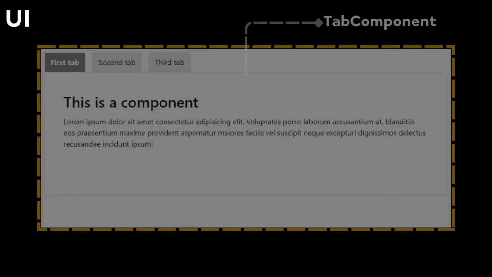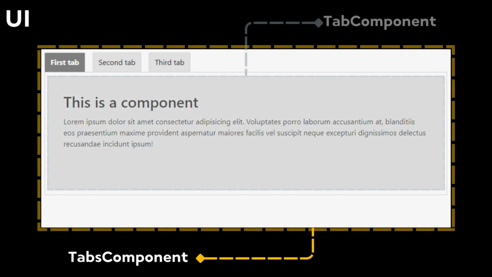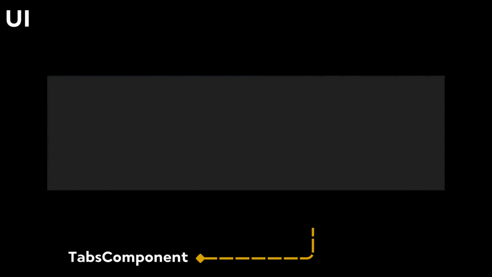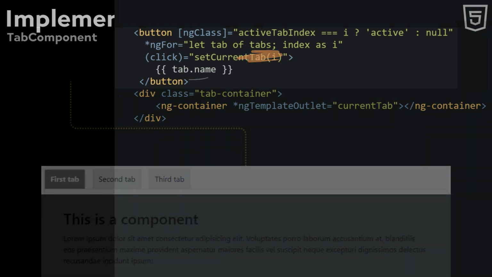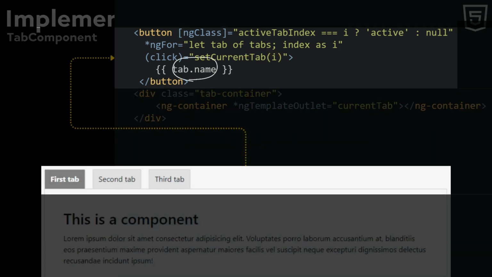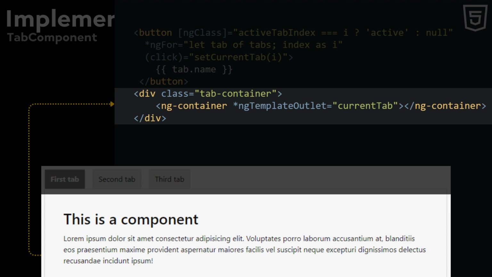In the tabs component template, I'll use tabs to loop through all tabs and label the button with the tab's name. When a button is clicked, I set the current tab thanks to its index, and in the body of the tabs component, I pass the new tab content template to the ngTemplateOutlet directive.